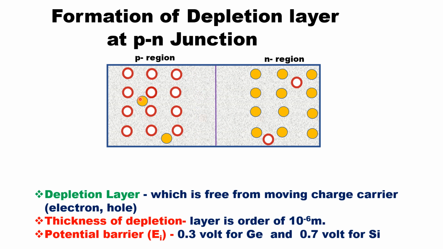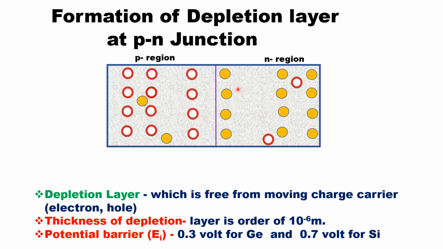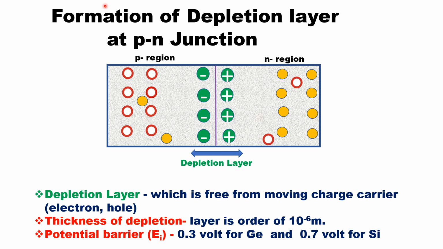Now, when donor atoms release these loosely bound electrons, the donor atoms become positive immobile ions. And when these free electrons cross the junction and get trapped on the holes, the acceptor atoms become negative immobile ions. And this region of immobile ions, which is free from charge carriers, is known as the depletion region.